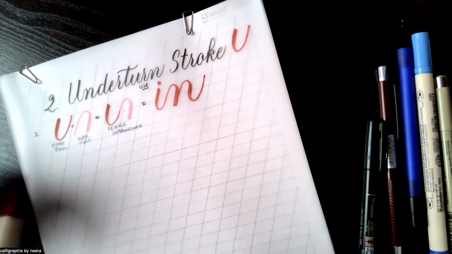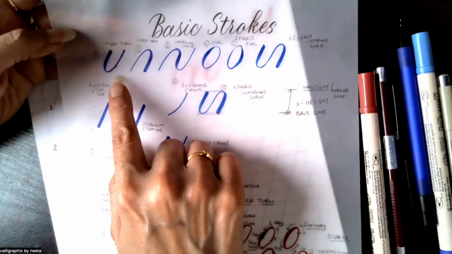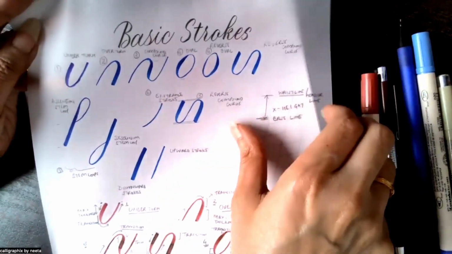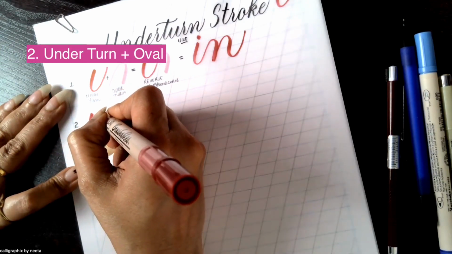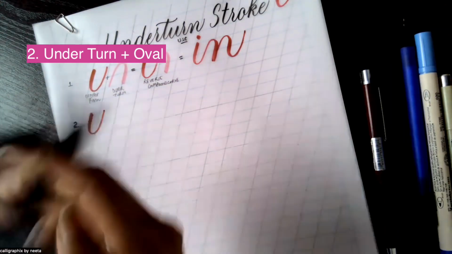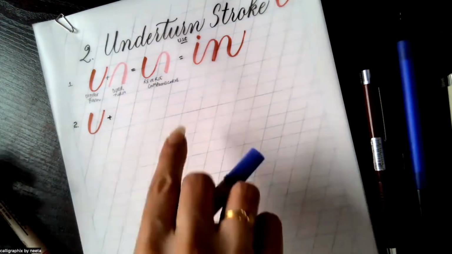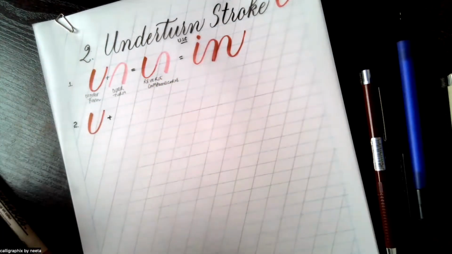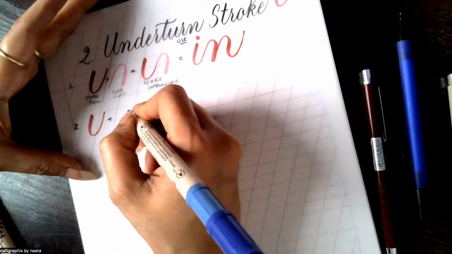Now, second one is, let's combine our underturn with our oval. So how to connect underturn with our oval? So we'll find out. This was our underturn. And now we are combining it with our oval. So I'm using another color here because this light pink color is too light and it's not showing properly on the screen. So I am using this color for my oval.